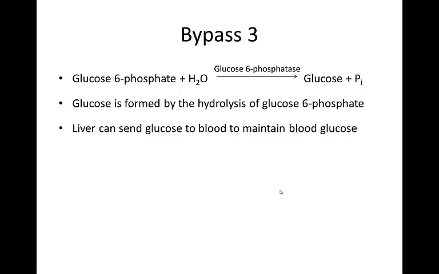The last bypass reaction of gluconeogenesis converts glucose 6-phosphate into glucose. The enzyme glucose 6-phosphatase catalyzes this reaction by hydrolyzing glucose 6-phosphate. Note that the liver can send glucose to the blood to maintain homeostasis of blood glucose levels.